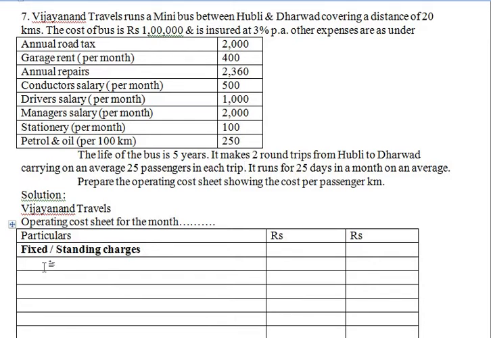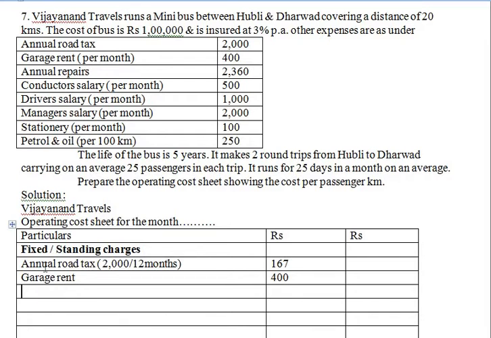Okay, now here we have annual road tax. Annual road tax, so annual it is for the year, so we need to calculate it for 1 month, so divided by 12 months. Okay, yes, now calculate this. So it is around 167. Next comes garage rent. Now garage rent per month already they have given, so 400 we are going to take it as it is.